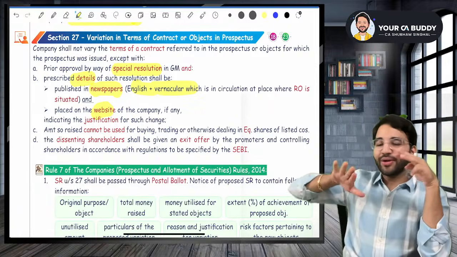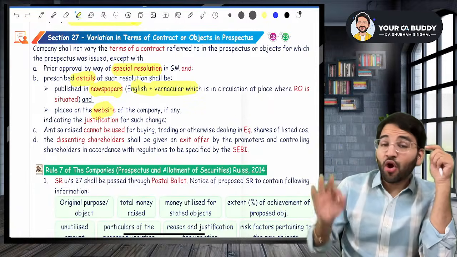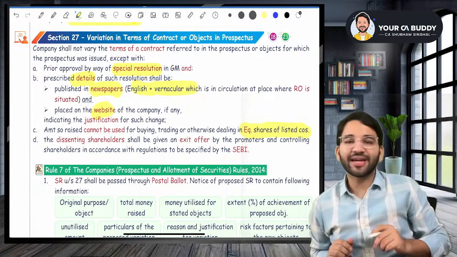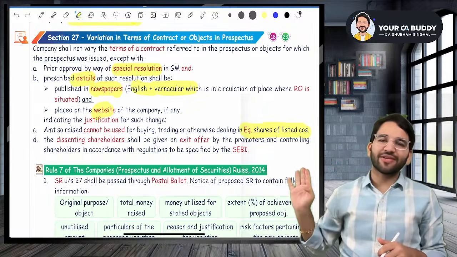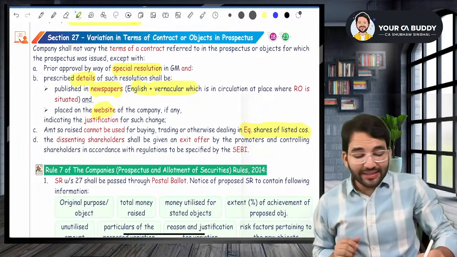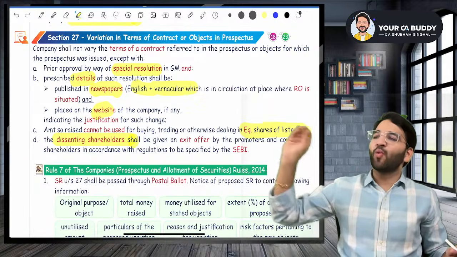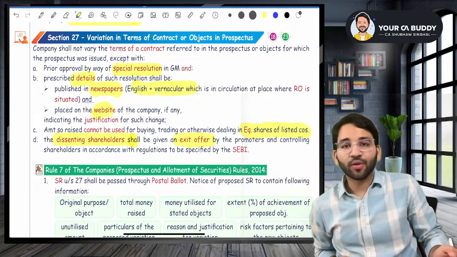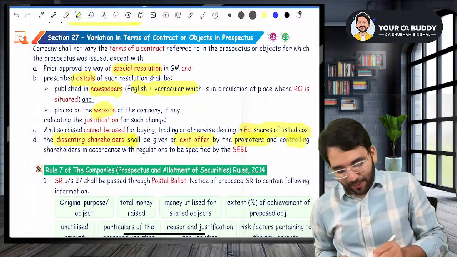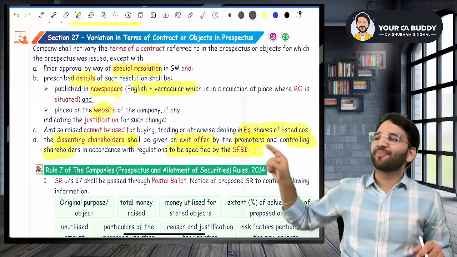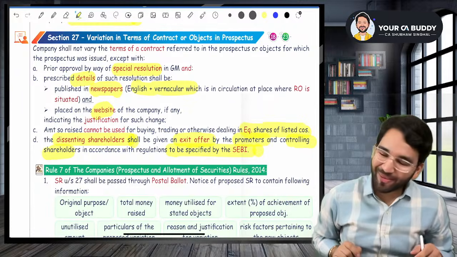Number 3, sir, you are changing your objects, right? But you cannot use that money for dealing in equity shares of a listed company. You cannot trade in equity shares of a listed company. And number 4, all the dissenting shareholders, the ones who refused, the ones who were not happy with the variation, will be given an exit offer. Who will give them the exit offer, sir? The promoters or the controlling shareholders of the company. And what will be the price of the offer? That will be as per SEBI regulation.